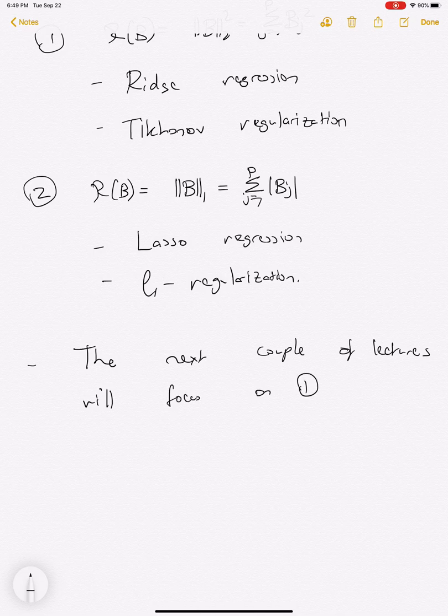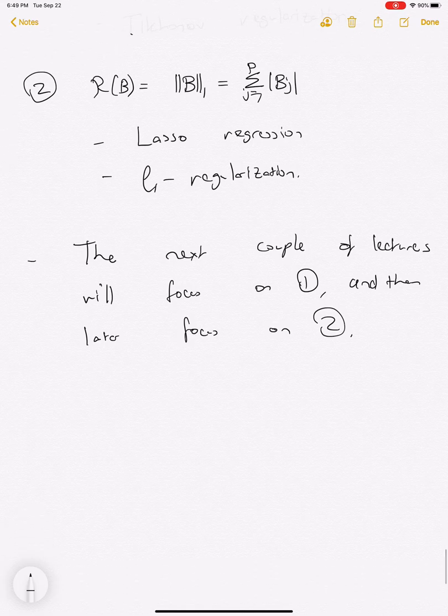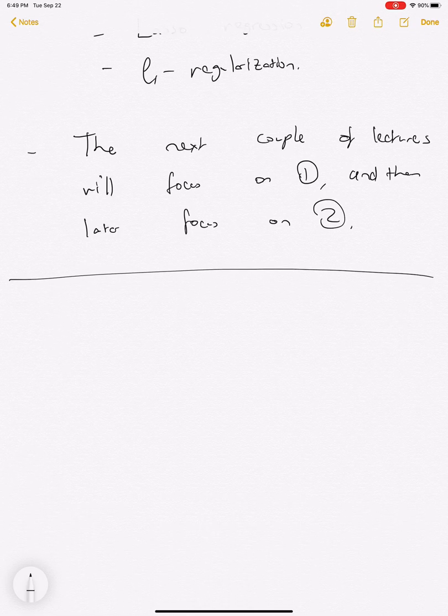The next couple of lectures will focus on these. Okay, so we're going to get into some more details in the next lecture, but the last thing I just wanted to comment on before we move on is this.